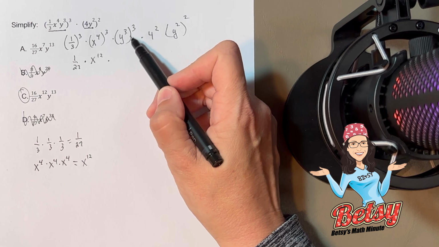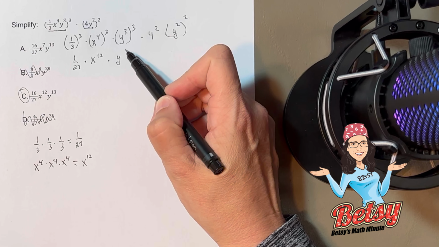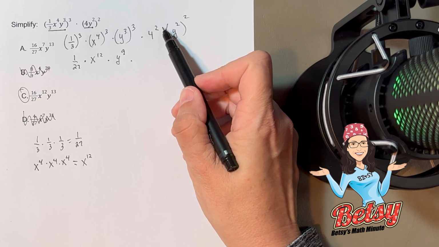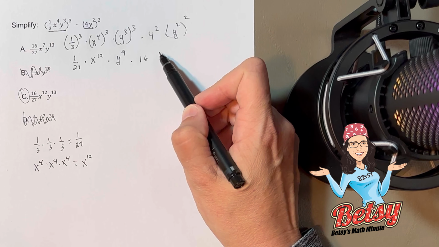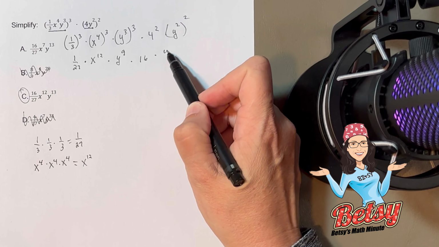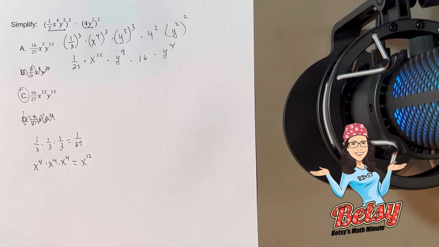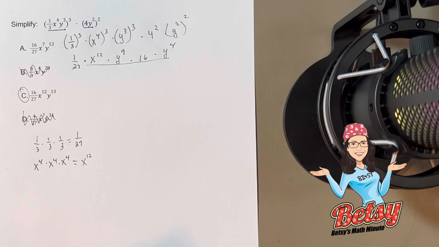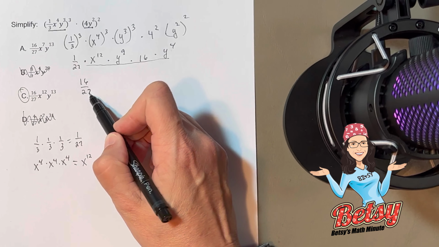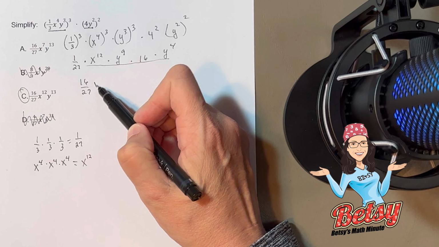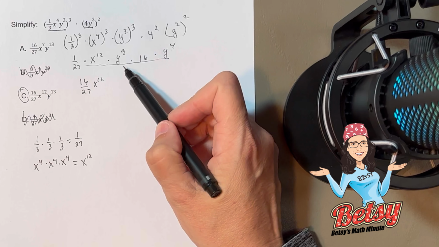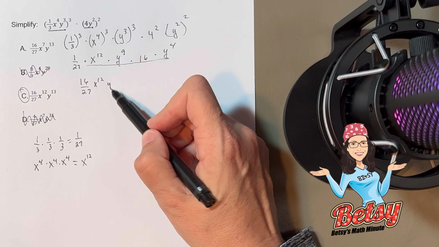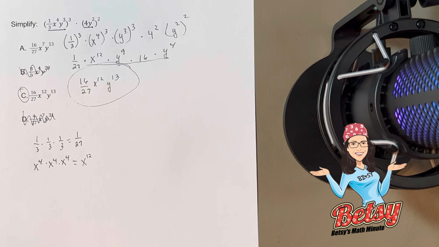Exponent to an exponent, 3 times 3 is 9. 4 squared, 16. 2 times 2, 4. Now, all of this is on top of the fraction. The only thing on the bottom is the 27. So I got 16/27. Then I got my x to the 12. And then we're multiplying. The bases are the same, so we add the exponents. 9 plus 4 is 13. And there's your answer.